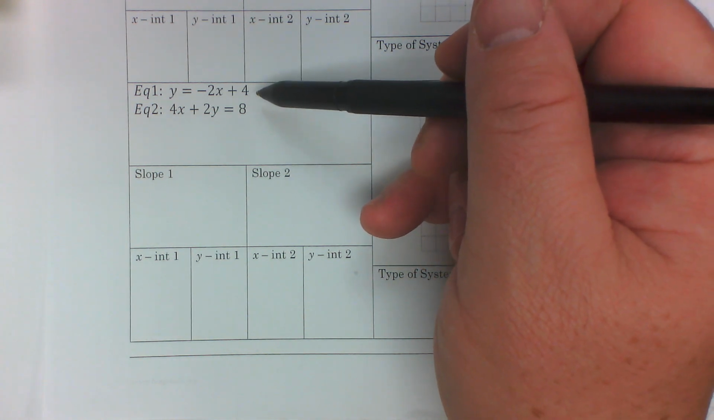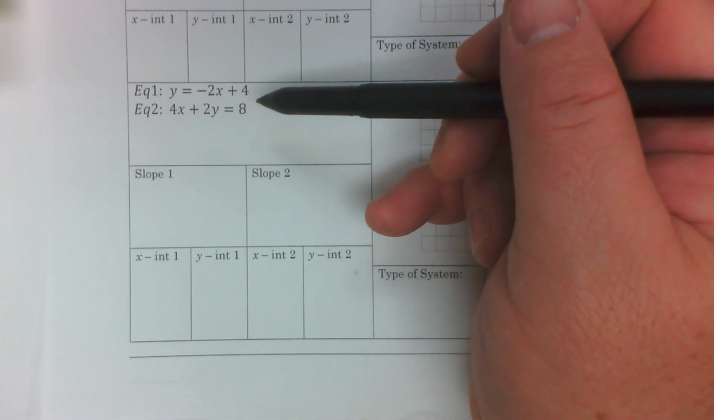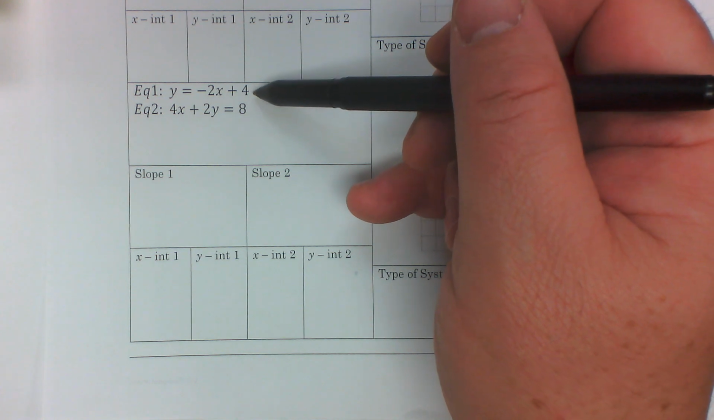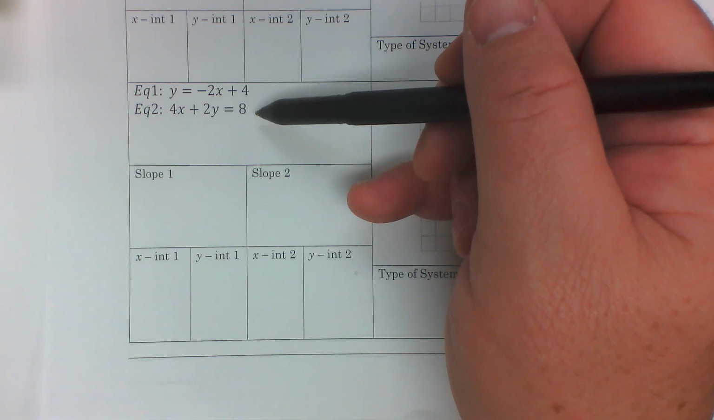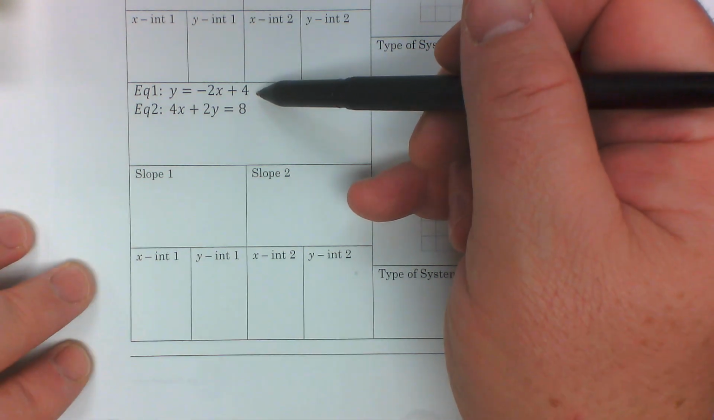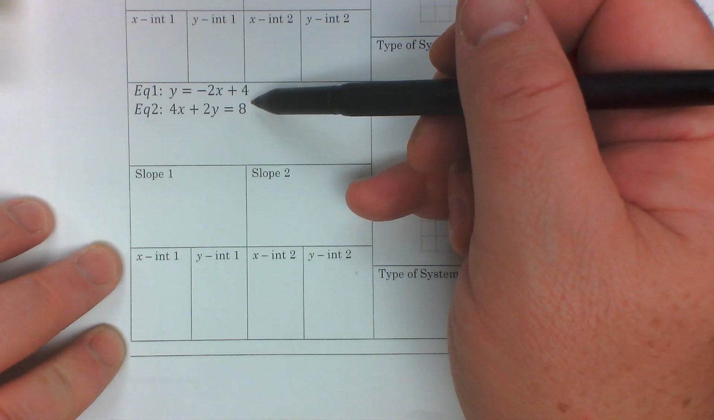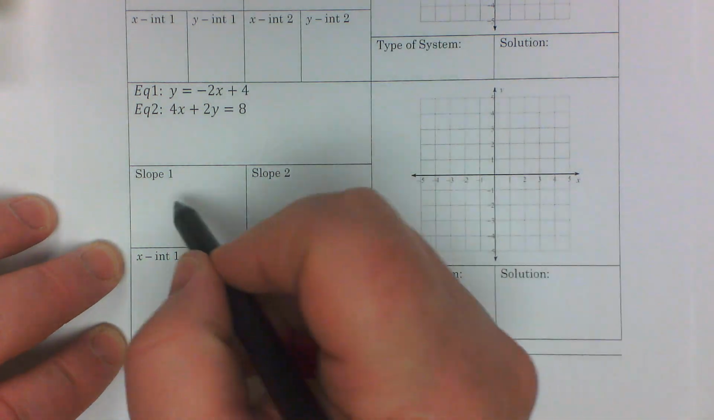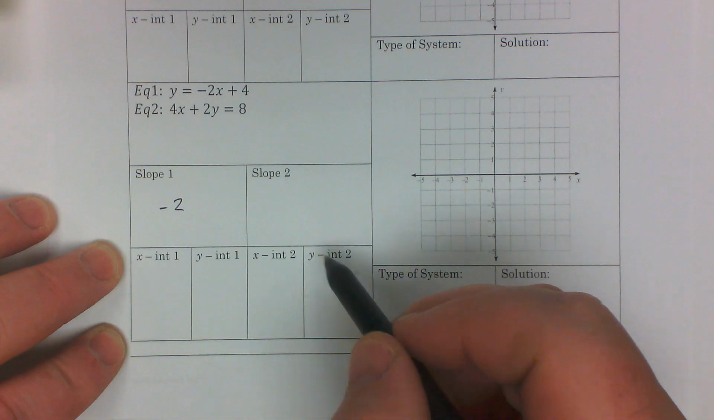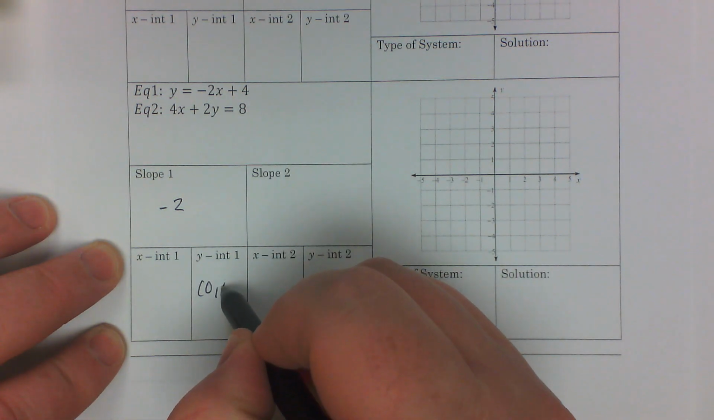This one right here. Let's be smart. This one, oh my goodness, look at this one. We have one that's in slope-intercept form, and we have one that's in standard form. So we just talked about slope-intercept form, so let's go ahead and do that one right there. We can tell our slope for equation number 1 is -2. We can tell that our y-intercept is 0, 4.